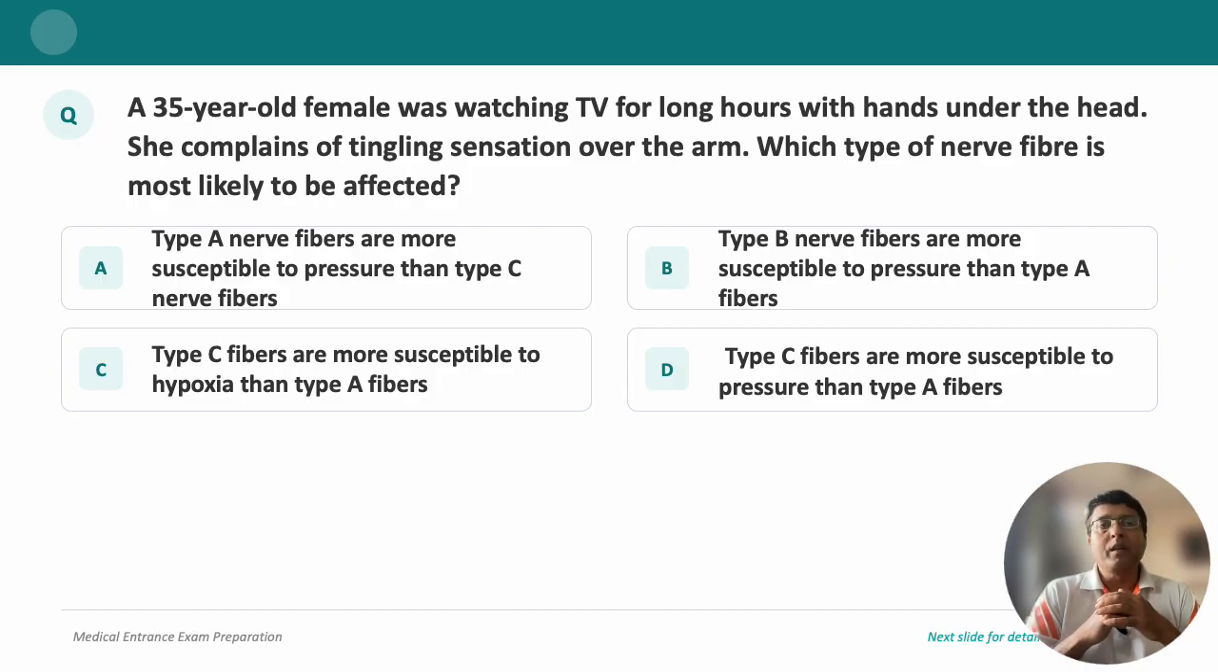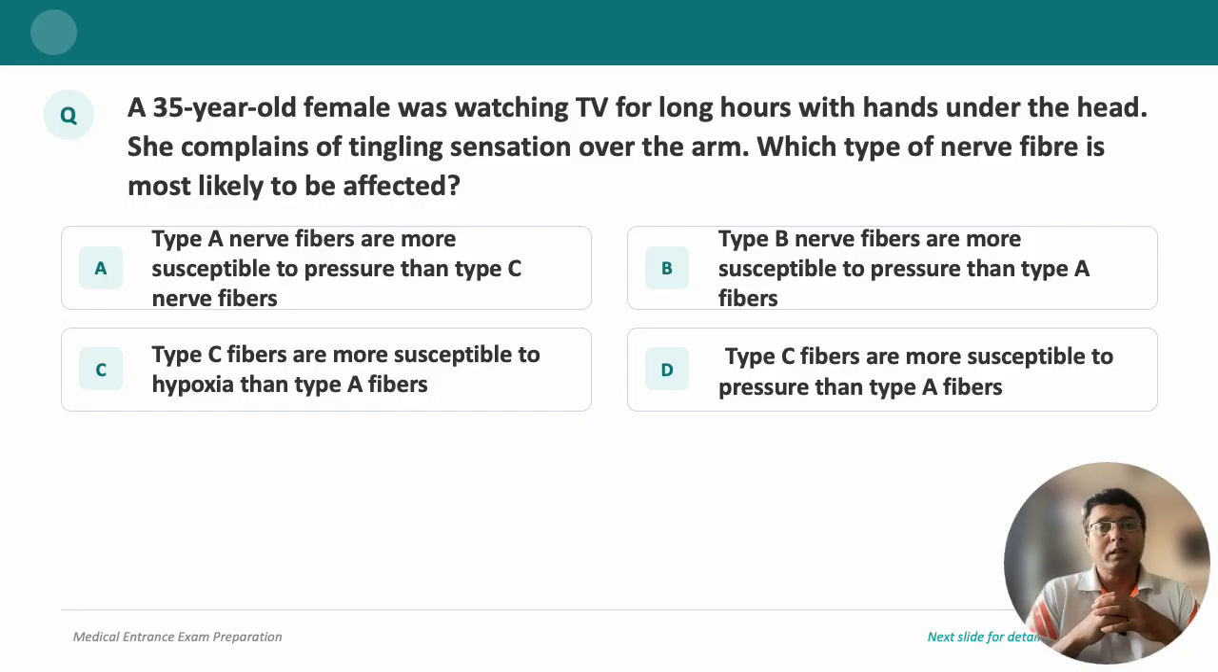So here the right answer is option A, that is, type A fibers are more susceptible to pressure than type C nerve fibers. So this is a typical presentation. If you put your hands under the head for a long period of time, there will be pressure on the nerve fibers. So this is the basic pressure on the nerve fibers.